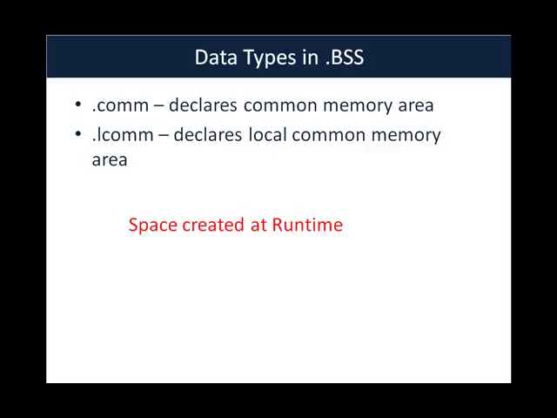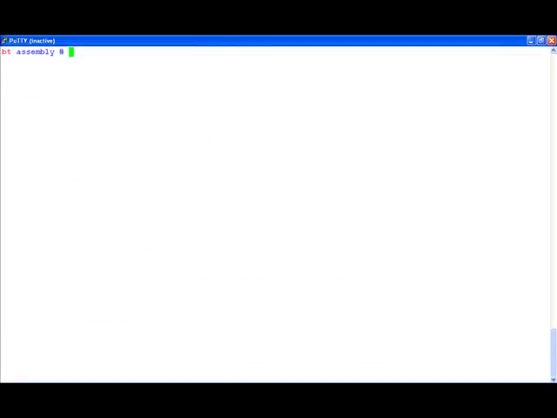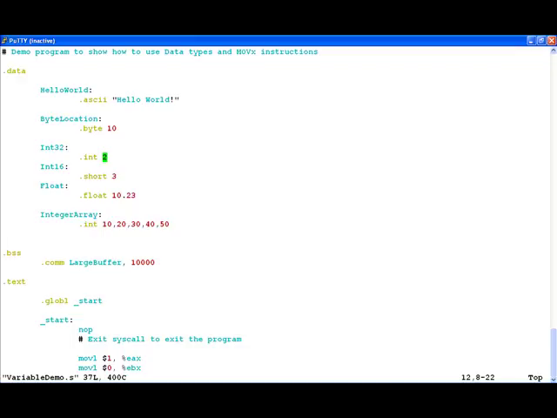So with this very quick two-slide presentation, I'd now like to go into a demo of exactly how these data types can be used to define different variables in an assembly language program. I've written a very simple assembly language program called variable demo, and I've quickly defined various variables using these data types. The way we do it is by defining labels and then using the specific data type. So this is a very simple program.